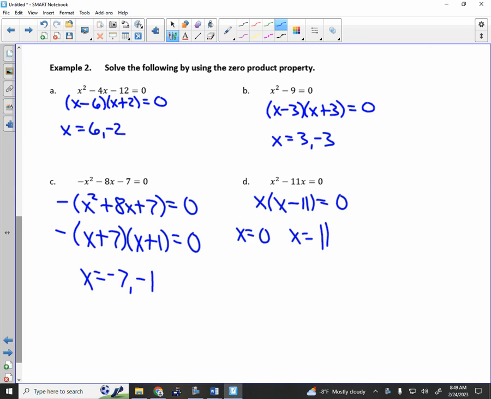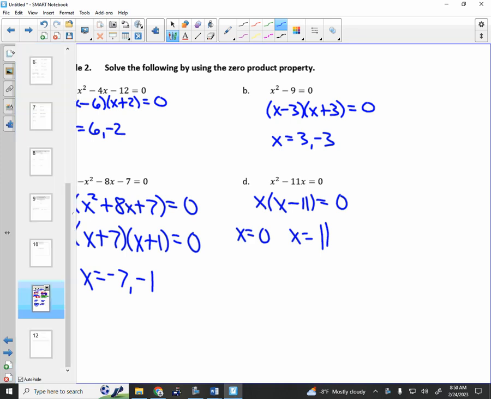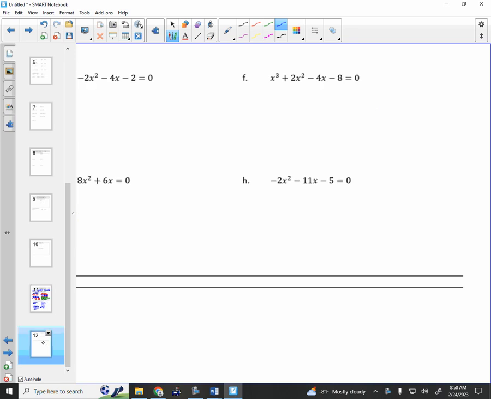I would say that those are the basic examples. Common factor, factor a couple times, trinomial, difference of two squares. Any questions on that before we flip over? Flip it over.